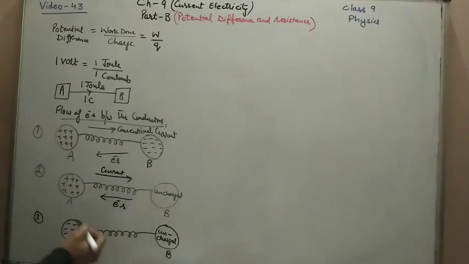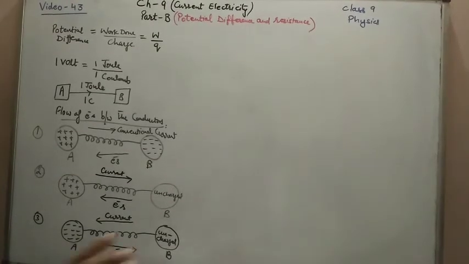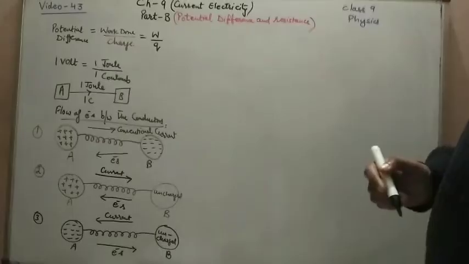Come to this third case, when the negatively charged body, that is A, is connected with B, which is again uncharged. So in this case, a high concentration of electrons is with this A body and the electron flow will take place from A to B, and conventional current will take place from B to A. So that will be opposite to the direction of the flow of electrons.